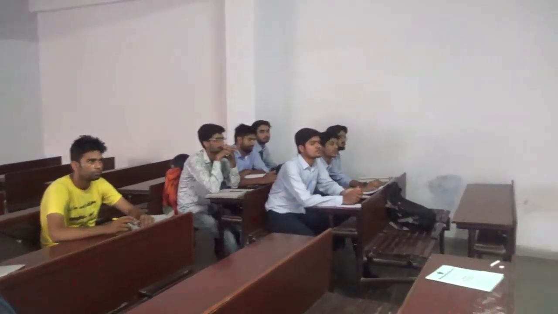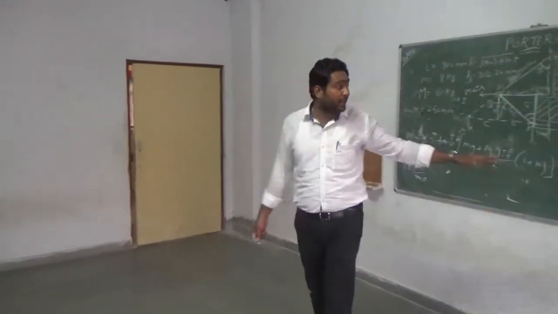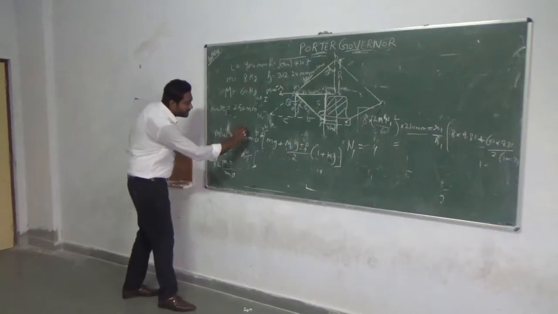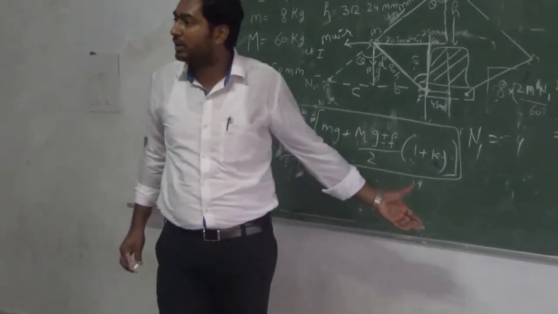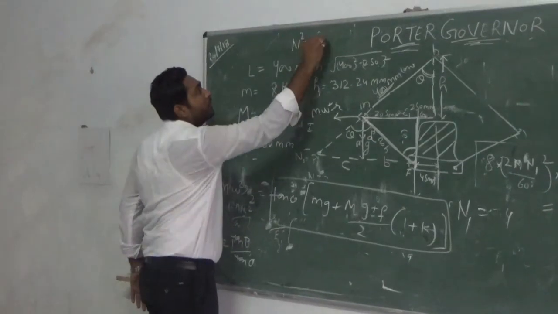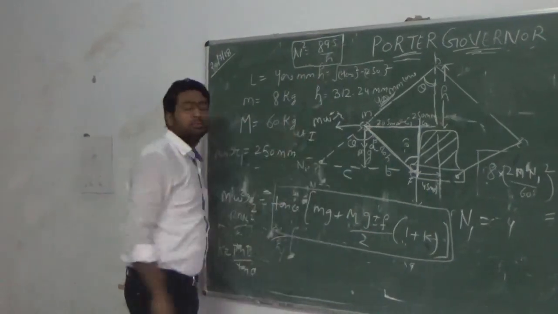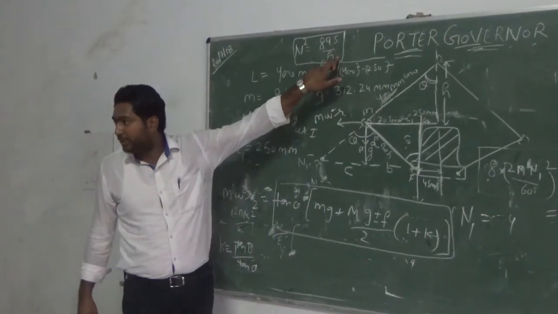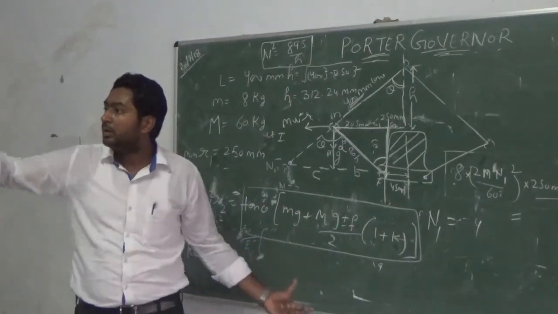So Porter introduced his governor, which is named the Porter governor. We derived the equilibrium equation of the Porter governor. We find this term is an extra term in the Porter governor, because in the Watt governor n square is equal to 895 upon h. So at high speed sleeve movement is minimum, but by multiplying this term, sleeve movement is greater in the Porter governor.